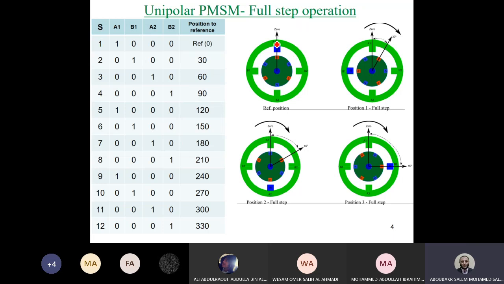The angle between A1 and B1 is 90 degrees, and the angle between this S pole and that S pole is 120 degrees. So the difference now between 90 and 120 is 30 degrees. So if B1 attracted the part S, the rotor will move 30 degrees, as can be shown in this section.